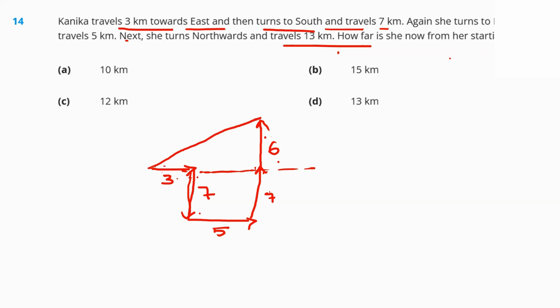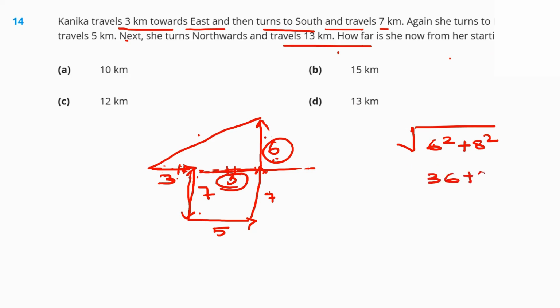If we just observe, we have formed a right angle triangle over here, which has a height of 6 and base of 3 plus 5, 8. So we have to find the hypotenuse according to the Pythagoras theorem. Hypotenuse is nothing but square root of base square plus height square. That's square root of 6 square plus 8 square. 6 square is 36. 8 square is 64. Square root of 36 plus 64 is 100. So square root of 100 is 10. So 10 kilometers is our answer.